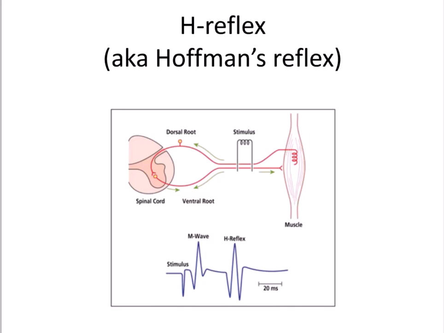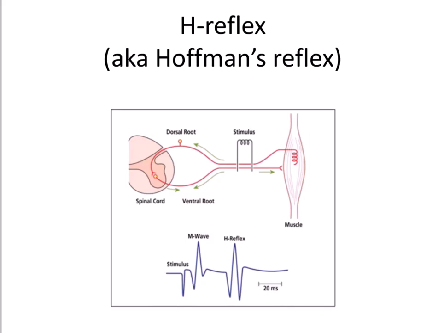You can see the first wave is known as the M wave, and this is actually due to the muscular contraction in response to the application of the stimulus. The second peak that you see there is called the H reflex. The H reflex happens because the stimulus is applied.